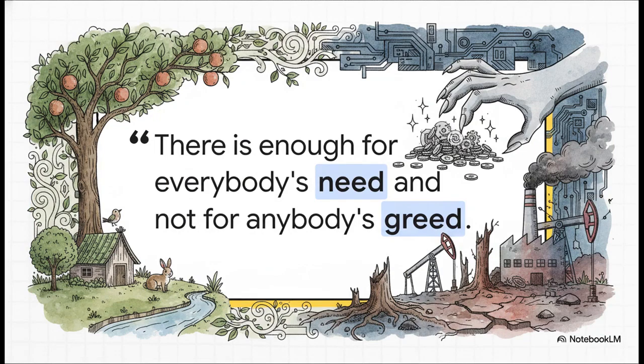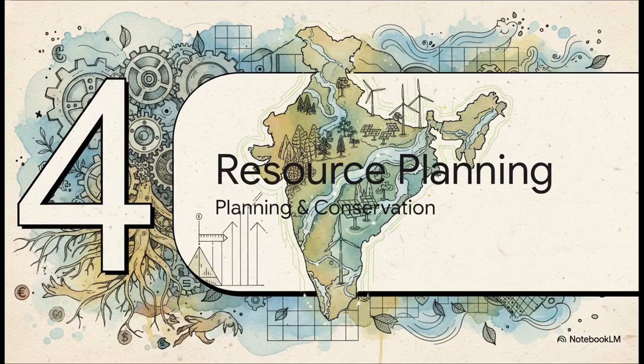He said, "There is enough for everybody's need and not for anybody's greed." It's greedy individuals and the highly exploitative nature of modern technology that are the root cause of resource depletion globally. So if human greed is the main problem here, then careful, calculated national planning has to be the solution. Let's look at Section 4, Resource Planning and Conservation.